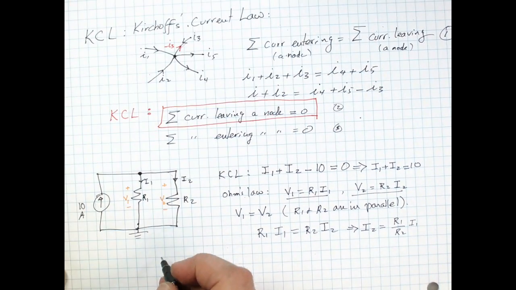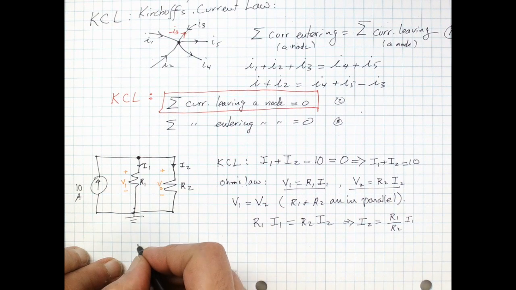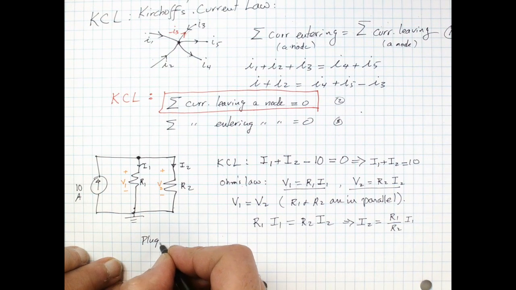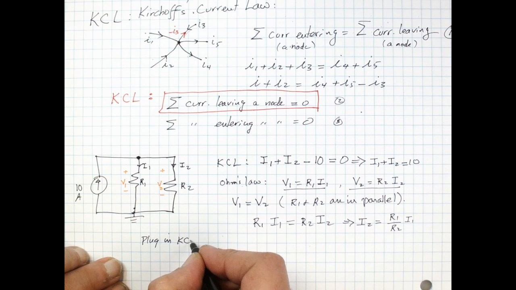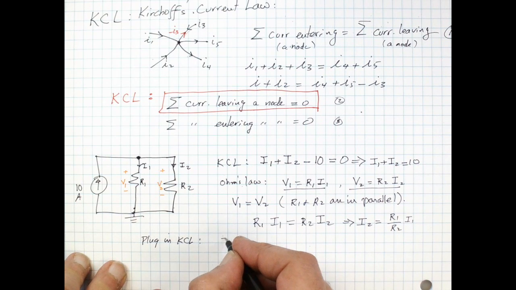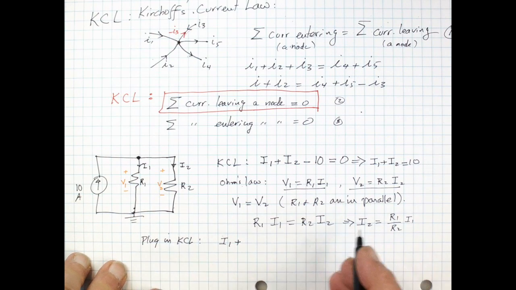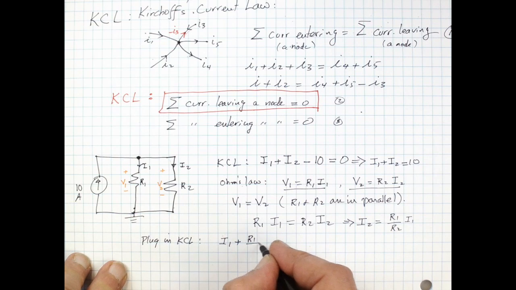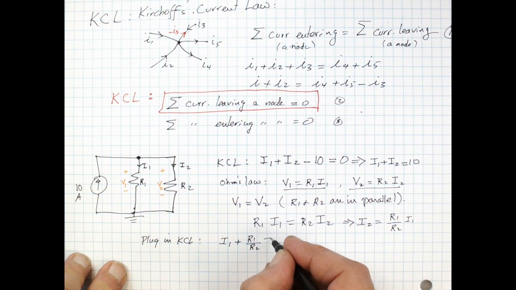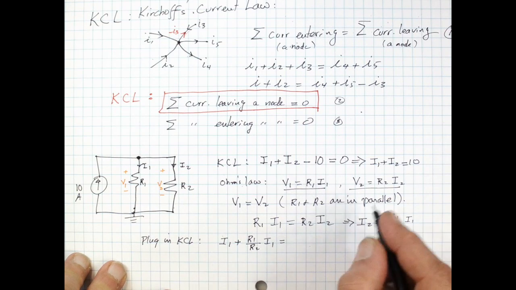So we're going to plug it into KCL. I'm going to write I1. Now for I2, I'm going to use this formula here. So I'm going to use R1 over R2 I1, and this is equal to 10.